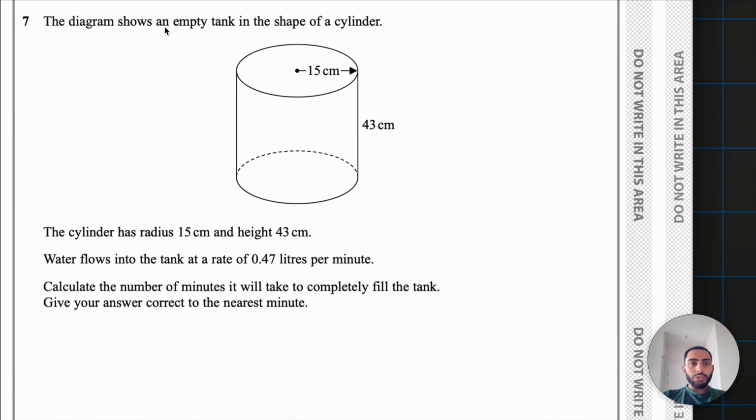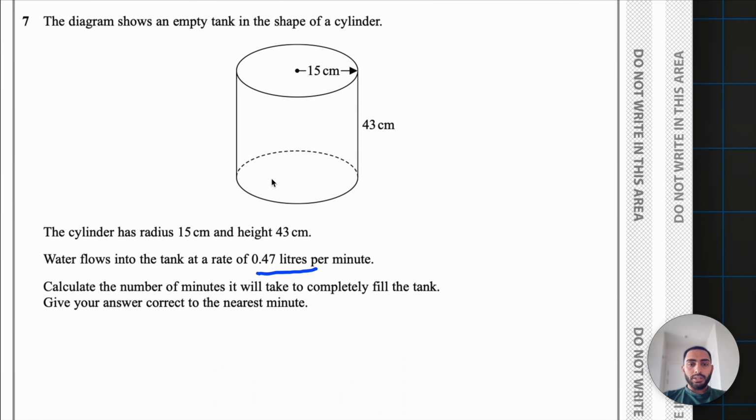Question 7. The diagram shows an empty tank in the shape of a cylinder. The cylinder has radius 15, which is there, and height 43 centimeters, which is there. Water flows into the tank at a rate of 0.47 litres per minute. Calculate the number of minutes it will take to completely fill the tank. Give your answer correct to the nearest minute.